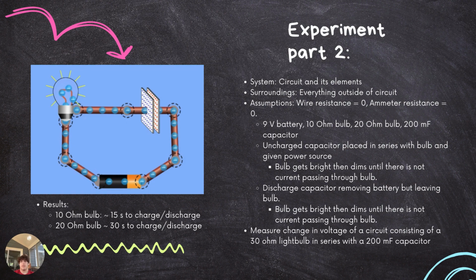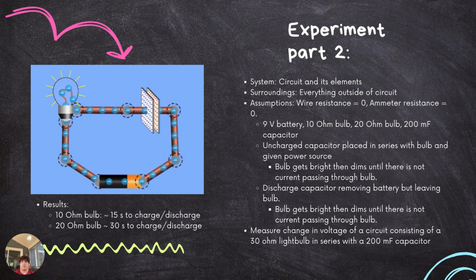For part 2 of the experiment, the system is the circuit and its elements. The surroundings are everything outside of the circuit. The assumptions are again that wire resistance is equal to 0 and ammeter resistance is equal to 0. I constructed a circuit with a 9 volt battery in series with either a 10 ohm bulb or a 20 ohm bulb and a 200 millifarad capacitor.